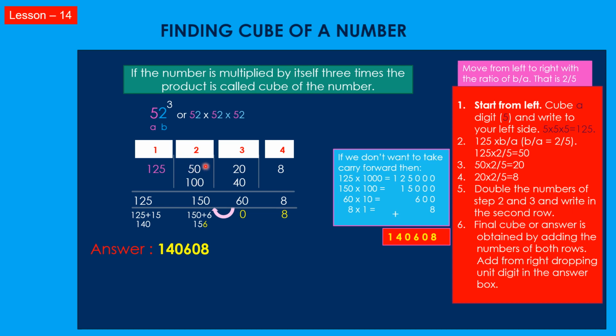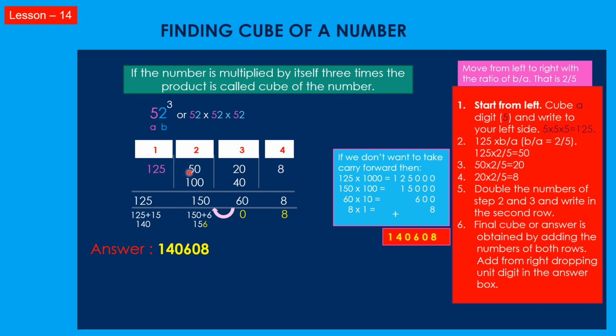Second step, what you do, you do 125 times B by A. So 125 times B here is 2, 2 by 5, you get 50. Alright. So in second step you get 50 here. What you do at the third step is you do 50 times B by A. So 50 times 2 by 5 you get 20. So write 20 at step 3. Last fourth step, what you do here, you do 20 times B by A. 20 times 2 by 5 you get 8, right?